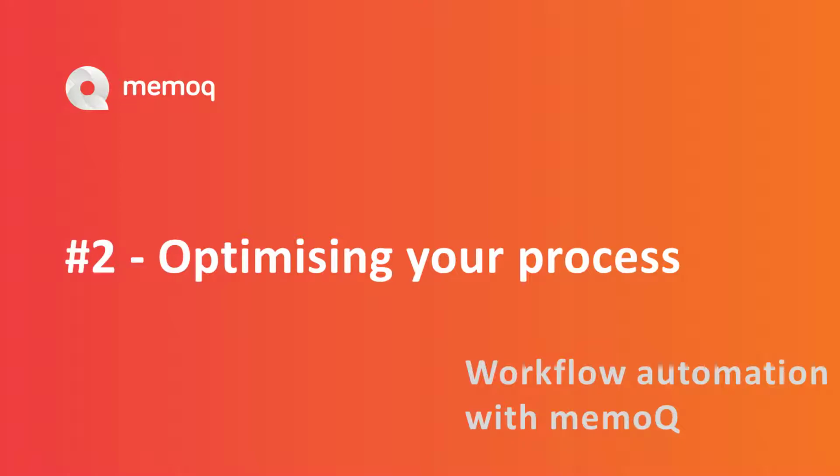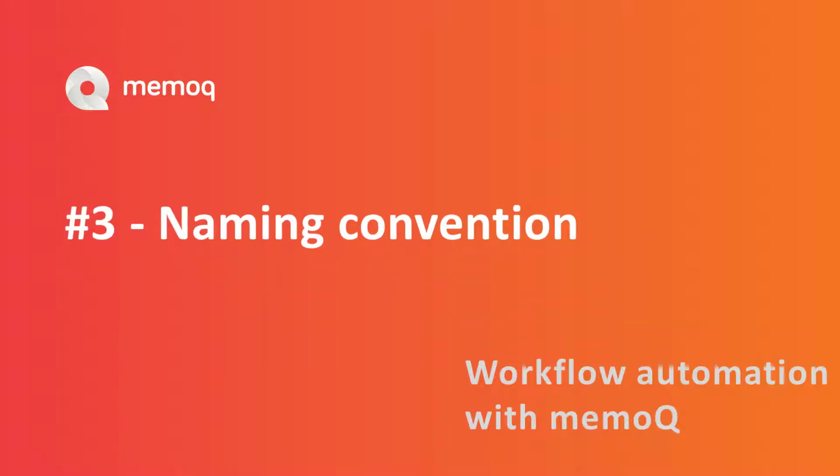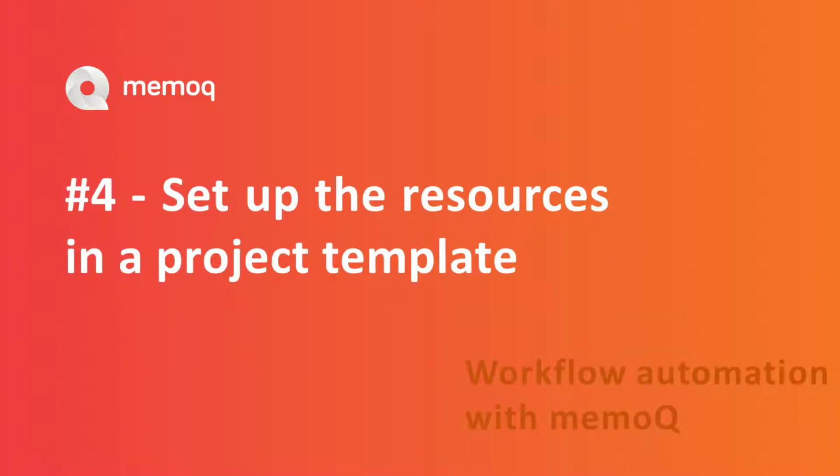The second video deals with writing down your process. The idea here is that you write down clearly what is your process, together with your colleagues revise it, and figure out which of its parts can be automated. The third video deals with naming conventions. This is a particularly important part of the course as naming conventions are the key to being able to reuse resources effectively. The fourth and fifth videos deal with creating the project template.